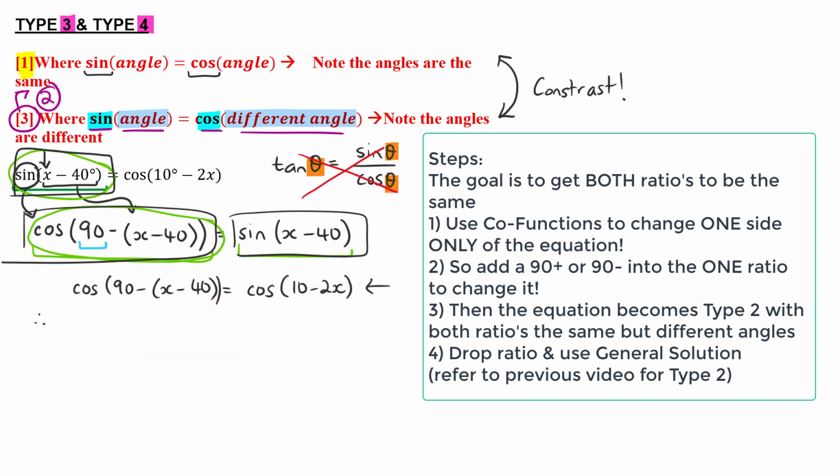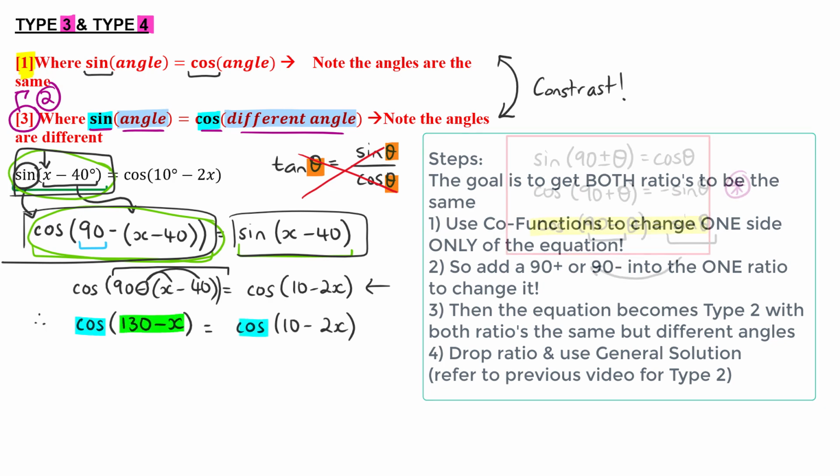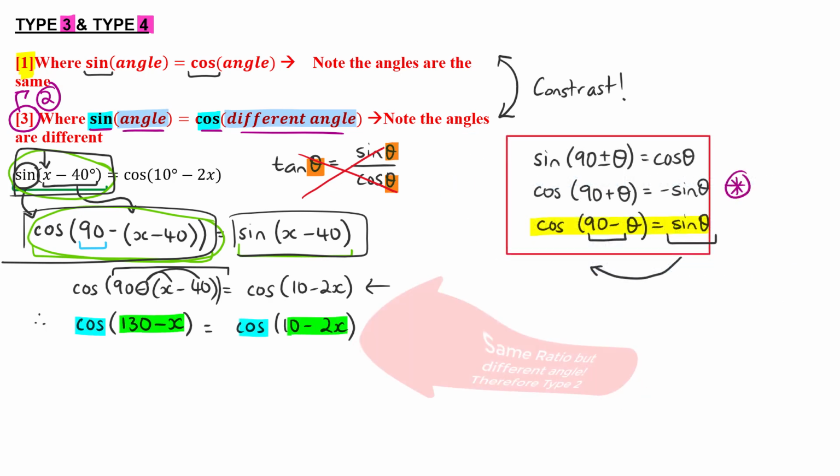Then let's just group our like terms inside this angle to get cos of 90, and then the negative distributes in. So it would become 90 plus 40, which would be 130 minus x, is equal to cos of 10 minus 2x. We have now got same ratio, but different angle, and so it's type 2.